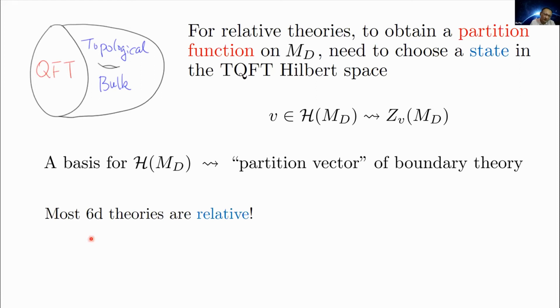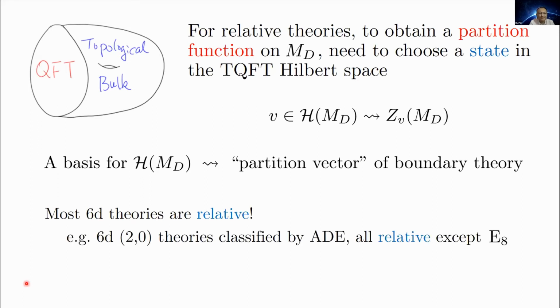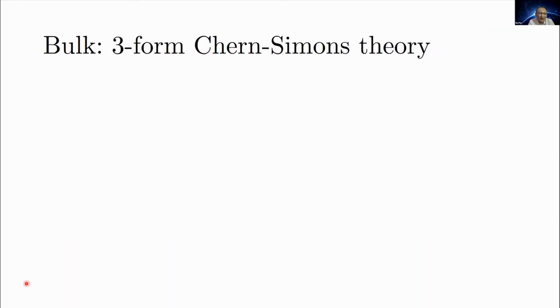So one interesting fact about 6D theories is that most theories that we know in 6 dimensions are actually relative. For example, the (2,0) superconformal theories are classified by ADE Dynkin diagrams, and all of them are relative except for the one labeled by E8. And the bulk theory, the topological theory living in 7 dimensions, is described by a 3-form Chern-Simons theory. This is what the action looks like.